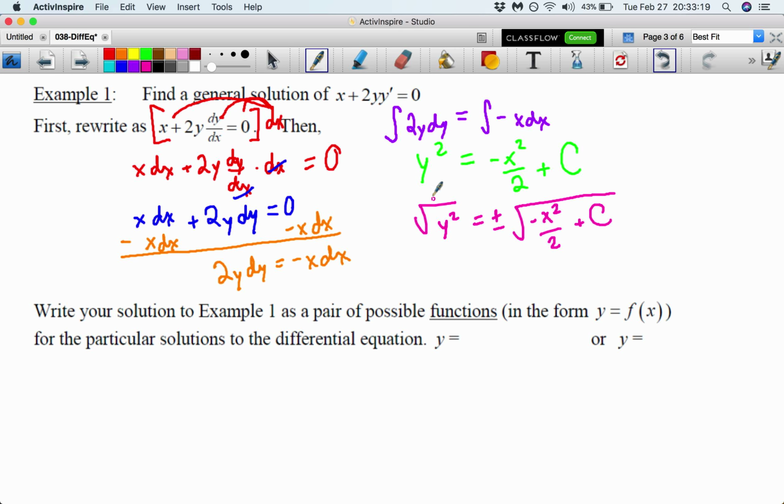Now, our final answer would be something like y equals plus or minus square root negative x squared over 2 plus c. So I want to be clear here. What this is saying, write your solution as to example one as a pair of possible functions in the form y equals f of x. Our expression in black, our equation in black, is not a function.